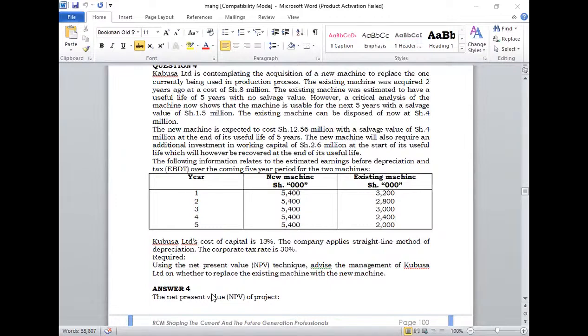So, ladies and gentlemen, I would want us to go slowly with this. I would want you, first of all, to give me the initial cost, the initial outlay of replacing the old machine. I would want everybody to compute the initial outlay of replacing the old machine. I'm giving you 3 minutes.